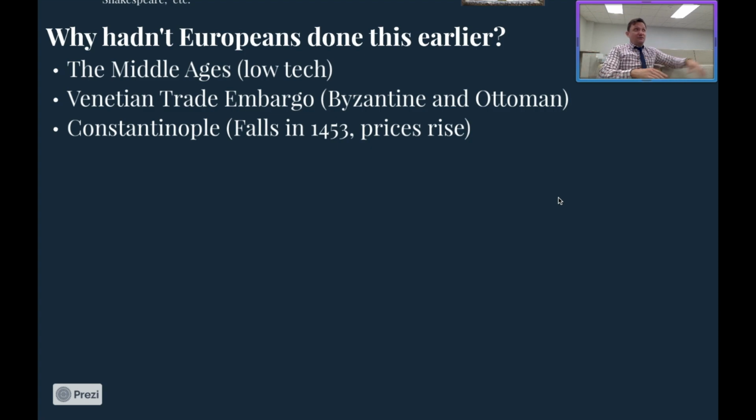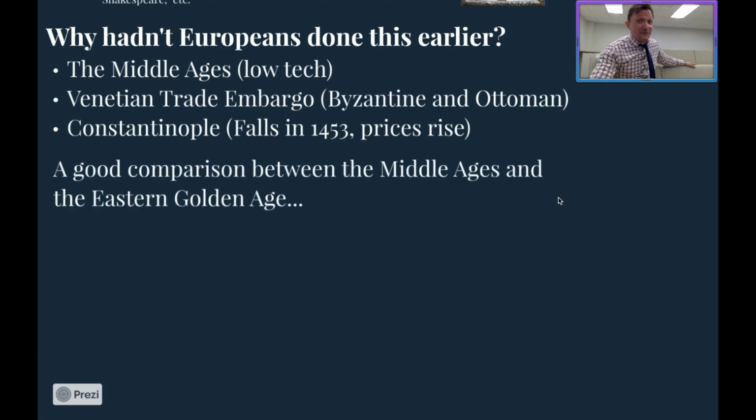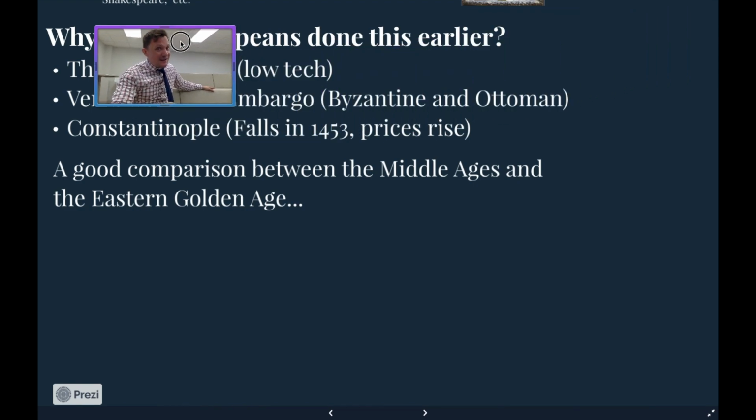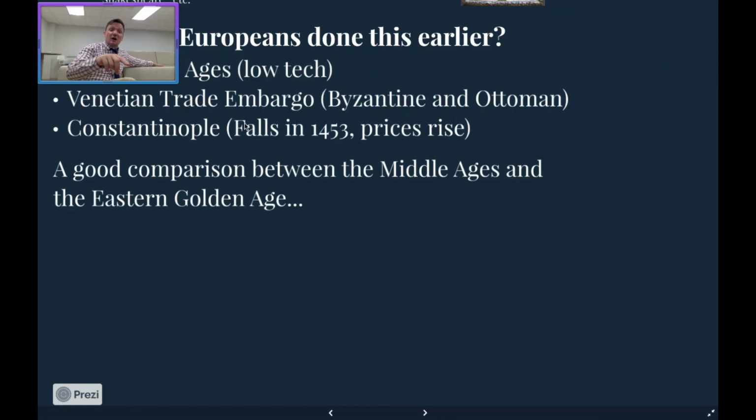Constantinople, when it falls in 1453, will cause prices to rise, right? Because Muslims are going to charge more to the Venetians for them to actually move these products. And now this is going to serve as another reason why they want to go off and find these goods for cheaper, right? But again, it's that low technology problem, which we're going to cover again here in a few minutes, okay?